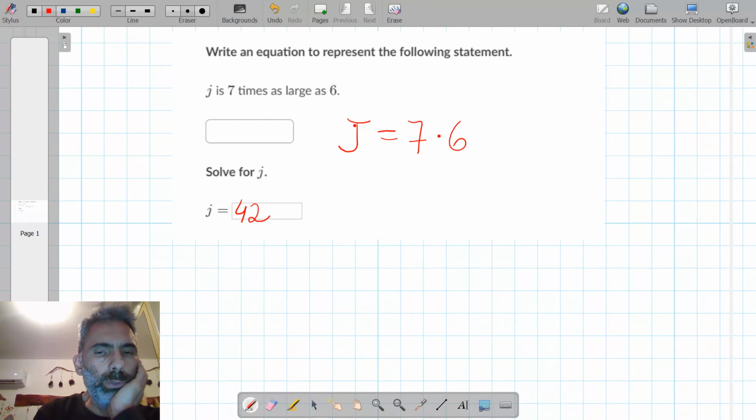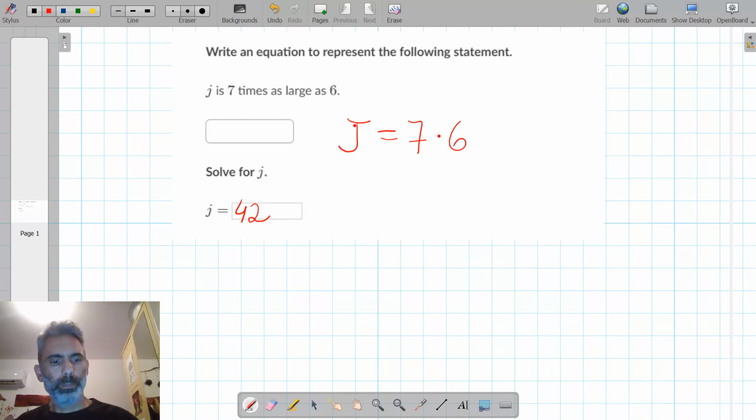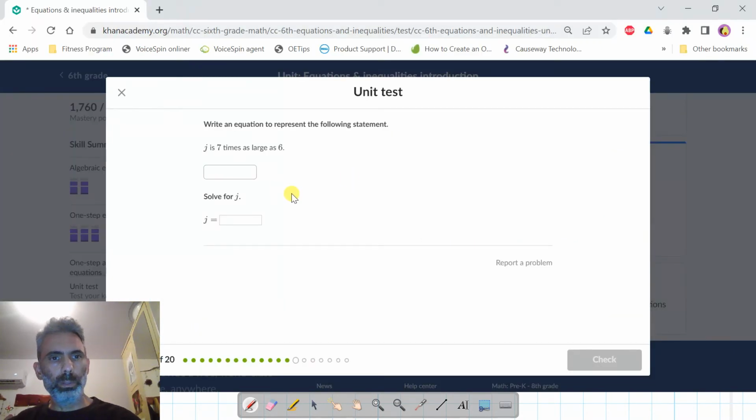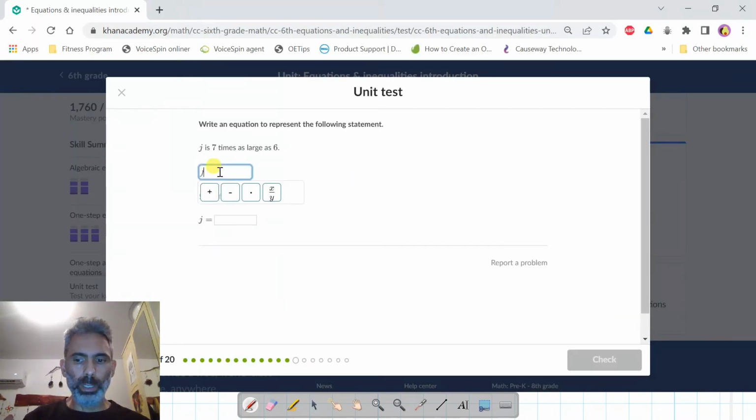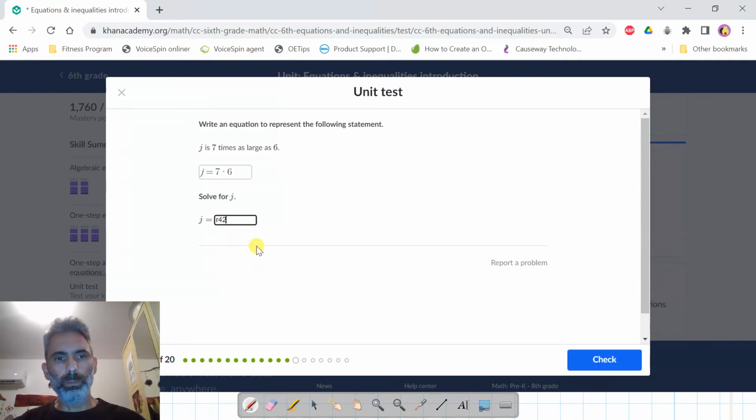Is it true? 42 is 7 times as large as 6. Yeah. J equals 7 times 6. J equals 42.